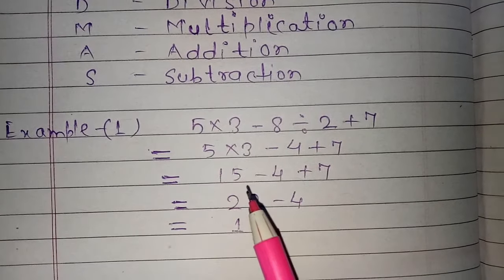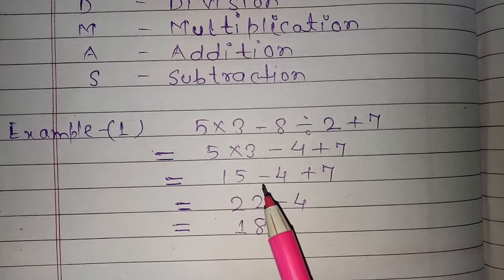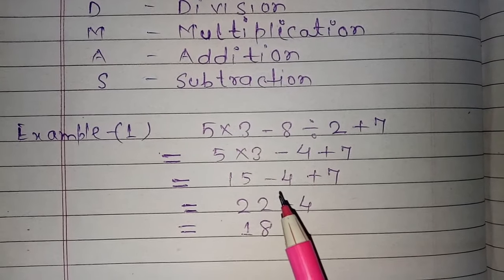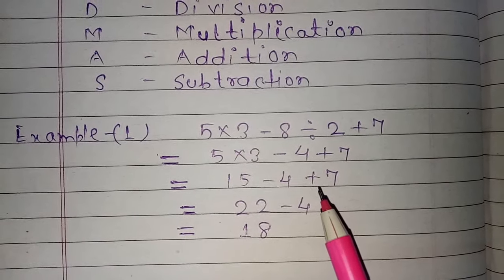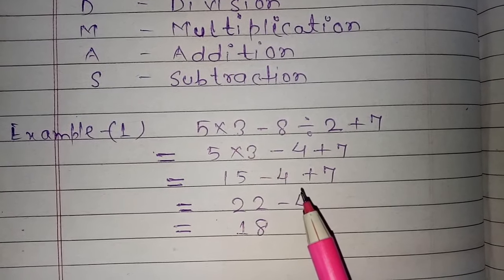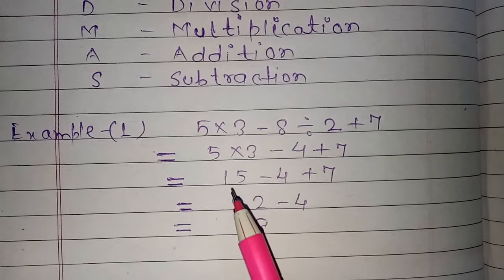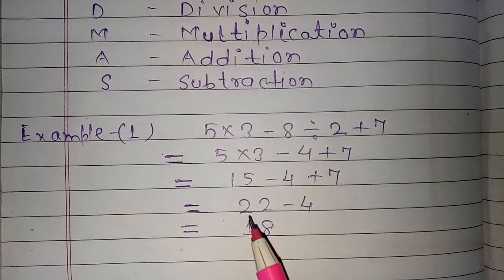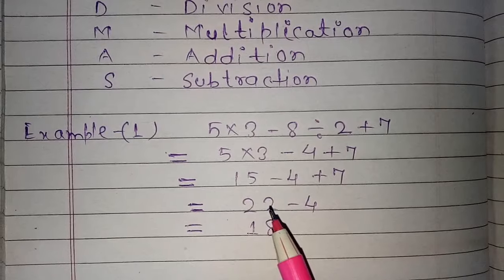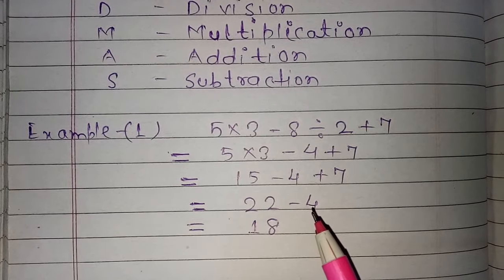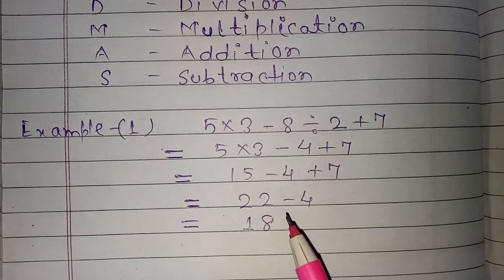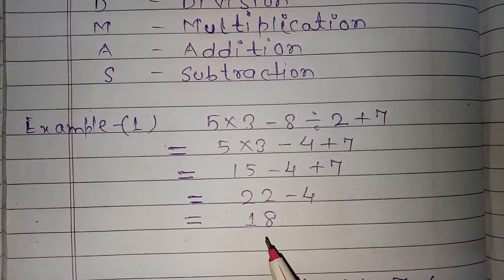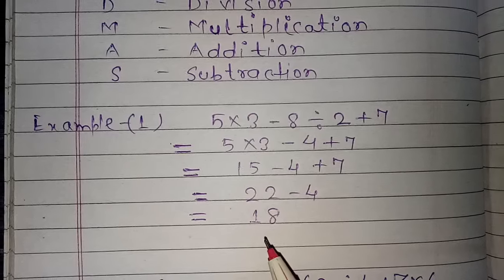In the third step, 2 operations are involved: subtraction and addition. Again, according to the BODMAS rule, among subtraction and addition, we will do the addition first. So add 15 with 7, we get 22. Now this becomes 22 minus 4. Here only one operation is left, so subtract it. Lastly, the answer is 18.